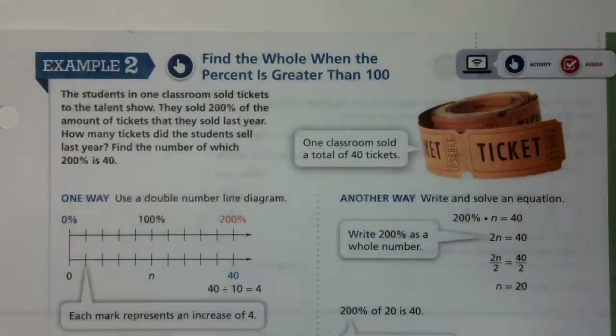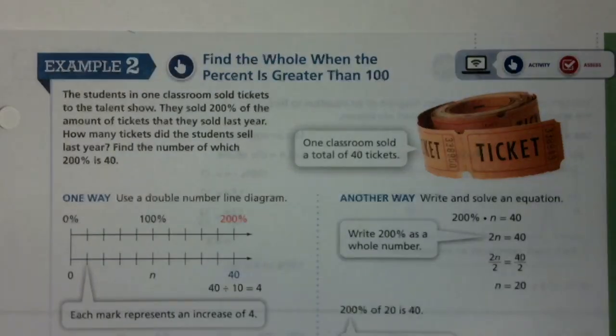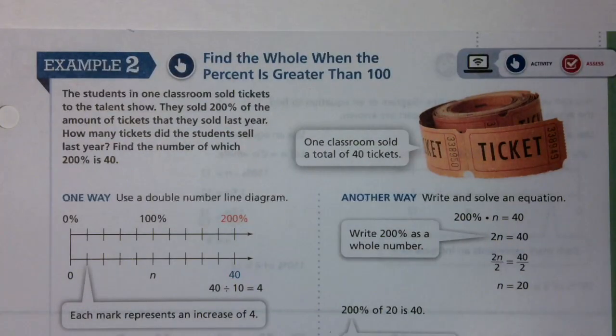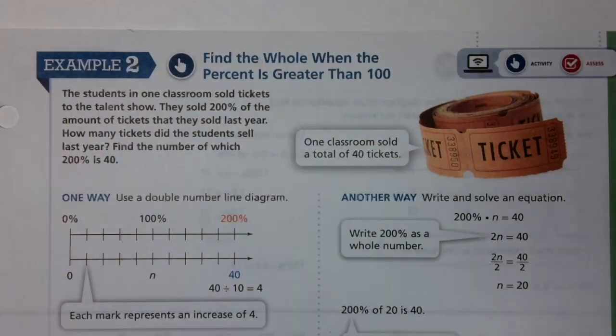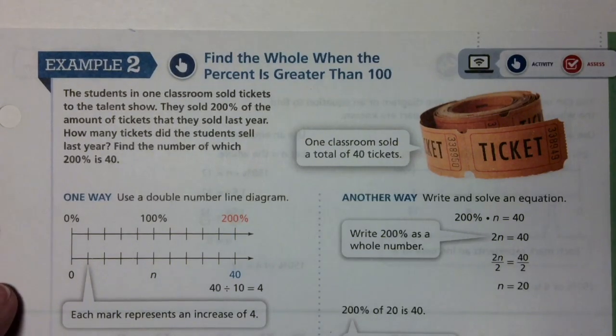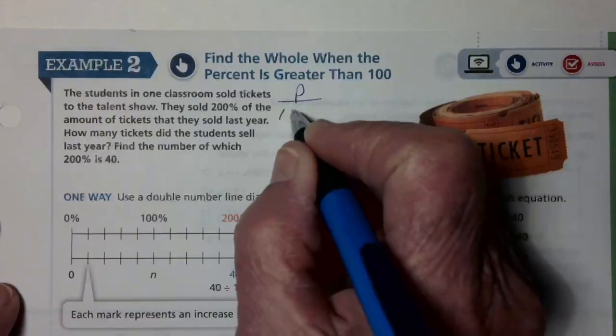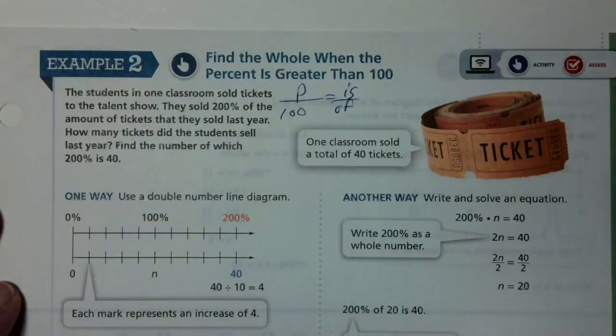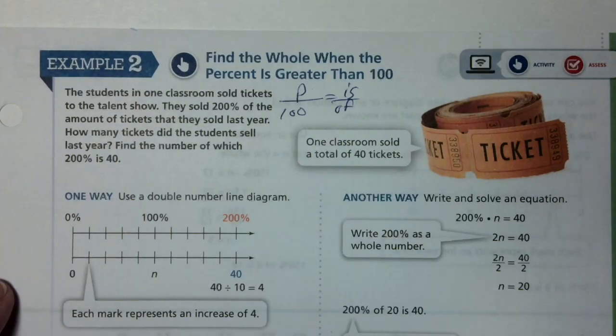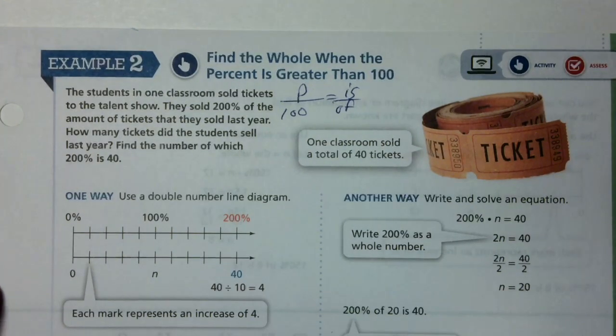Example 2. Find the whole when the percent's greater than 100. Well, class, if my percent was greater than 100, would that change my equation any? Would P over 100 equals is over of still work? Think about it. I say it will. P over 100 equals is over of will work whether my percent is less than 100 or greater than 100. It won't make any difference. And I'm going to show you here in just a second.